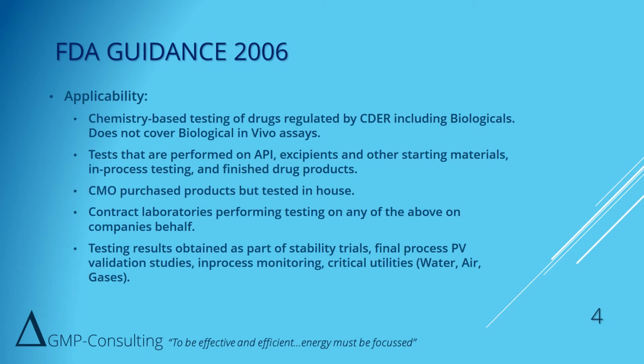The FDA guidance covers all the chemistry-based testing in the pharmacopoeias and the biologicals as well, but it doesn't cover in vivo biological assays. It includes testing on APIs, excipients, other starting materials, finished drugs, anything you get from contract manufacturing organizations, contract laboratories doing work on your behalf, and any of your testing results you get as part of your stability trials and validation studies and monitoring of your critical utilities.